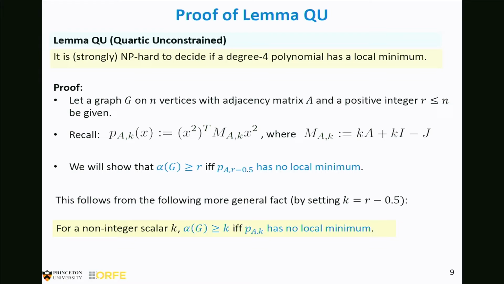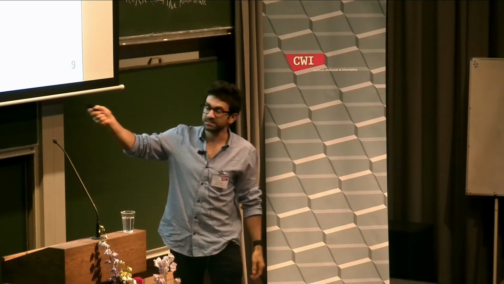So P_A^k is a quartic defined by the adjacency matrix, and then a rational but not integer number k. Okay? Why does this imply that? Because if this is true, I can then apply it with k equal to R minus a half. I'm going to get that this polynomial has no local min if and only if alpha of G is more than or equal to R minus a half. But because R is an integer, that's the same thing. If you're more than R minus a half, you're more than R. So this is the same thing.